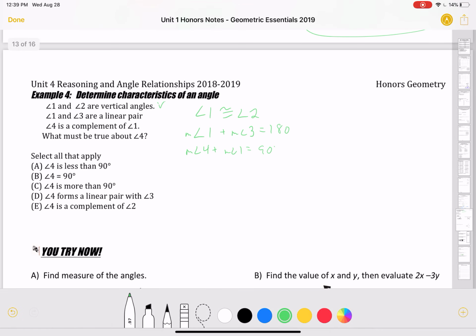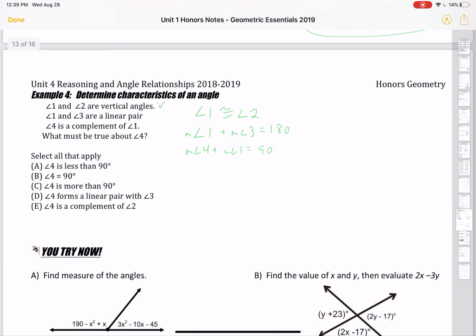So let's figure out what works and what doesn't. So angle 4 is less than 90. Well, because angle 4 plus angle 1 equals 90, angle 4 has to be less than 90. That has to be true. And because it's less than 90, it can't be 90 and it can't be more than 90.